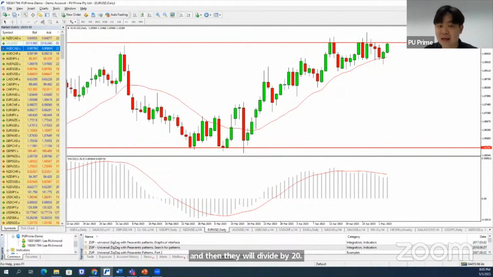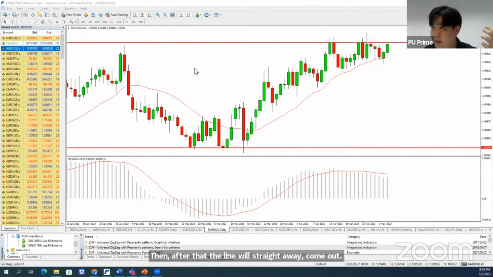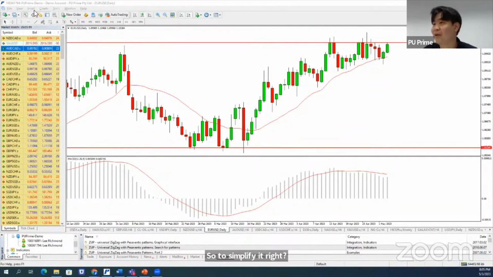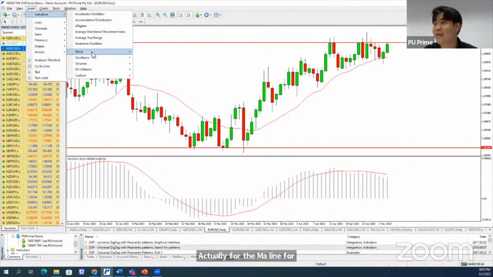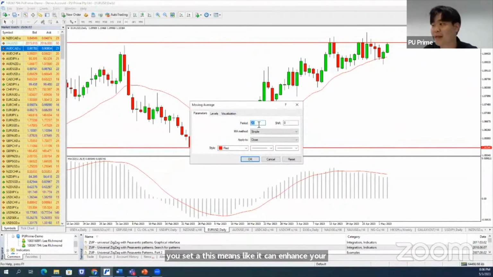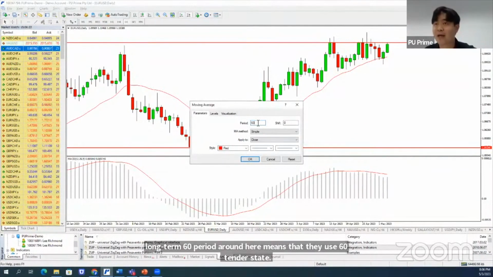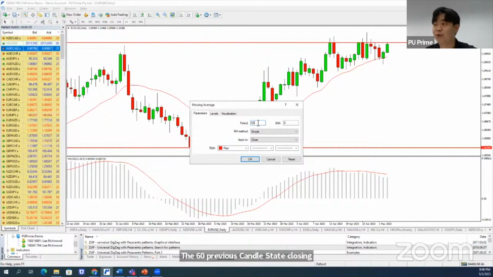To simplify it, for the MA line, especially for short term, when you set the 20 period, it can enhance your short-term trading also. So you can combine. After you set the 20 line, you set another period, around 60. Remember, you need to set one short-term and another long-term. The 60 period means they use the 60 previous candlestick closing prices and divide by 60, becoming the average price.